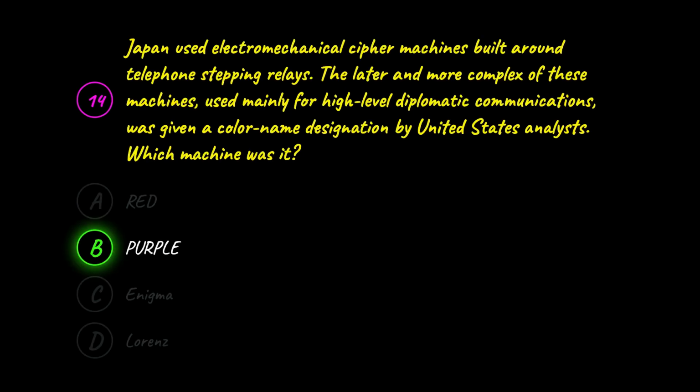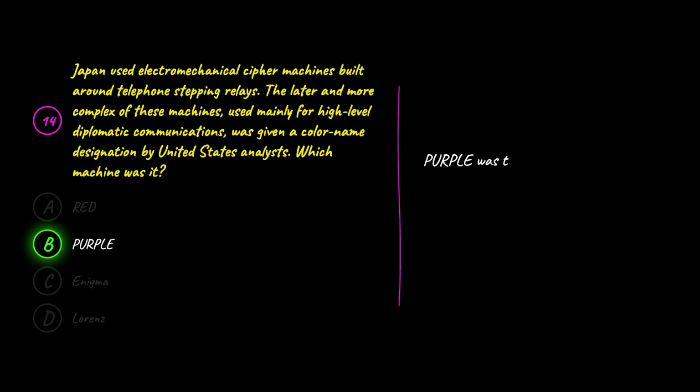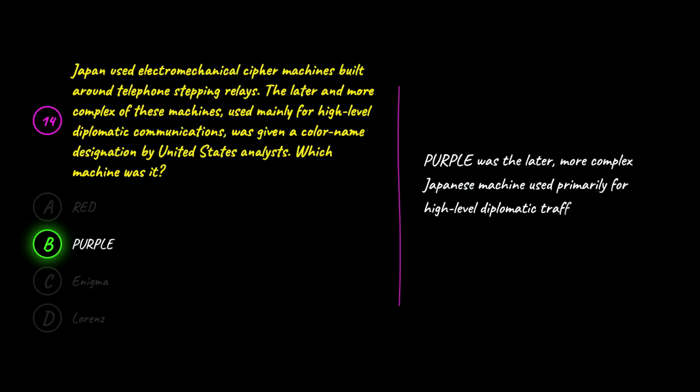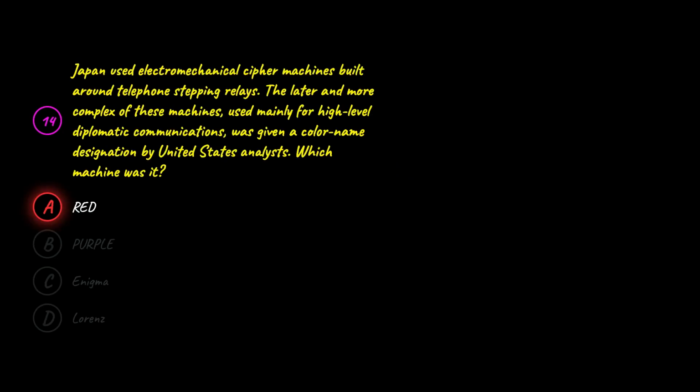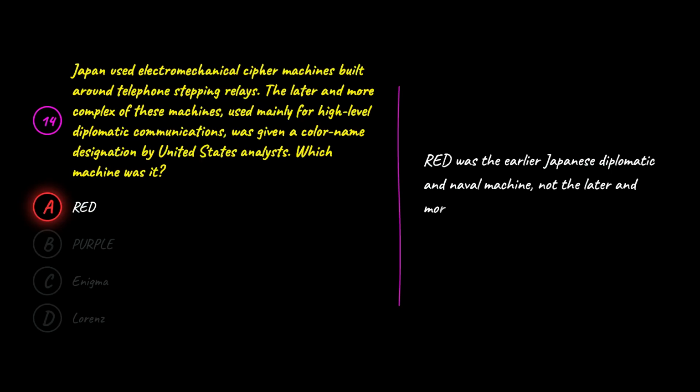The correct answer is B. Purple. B is correct because purple was the later, more complex Japanese machine used primarily for high-level diplomatic traffic. United States analysts gave it that designation. A is wrong because red was the earlier Japanese diplomatic and naval machine, not the later and more advanced one. The question points to the more complex successor.